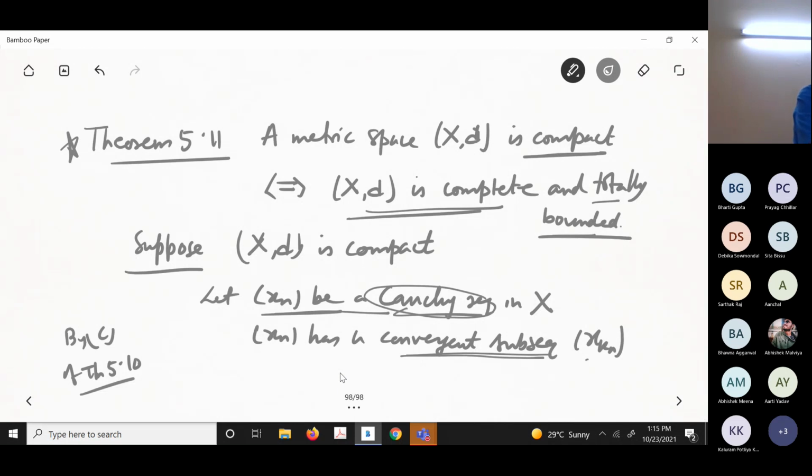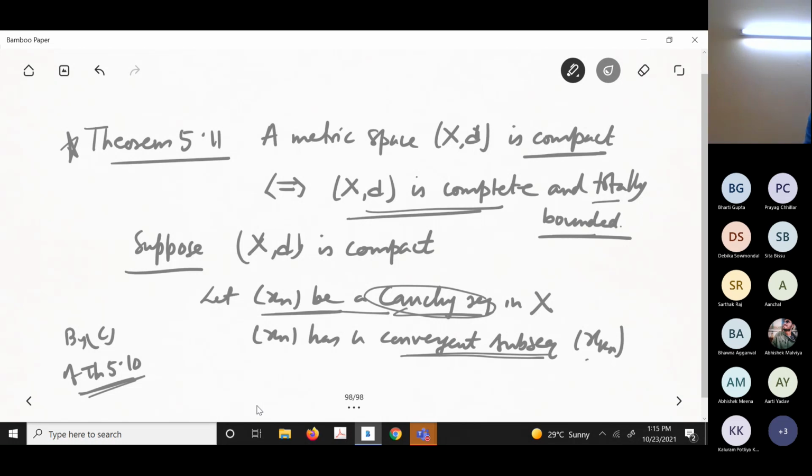If every Cauchy sequence has a convergent subsequence, then that Cauchy sequence converges. That I proved long time back. I did it for the real line, and I said in a metric space the same proof works. Right, so this is complete. And totally bounded is also immediate, because for totally bounded you have to use that result: every sequence has a Cauchy subsequence. But here every sequence has a convergent subsequence, so automatically it will have a Cauchy subsequence. So in this proof you are using the sequential characterization.